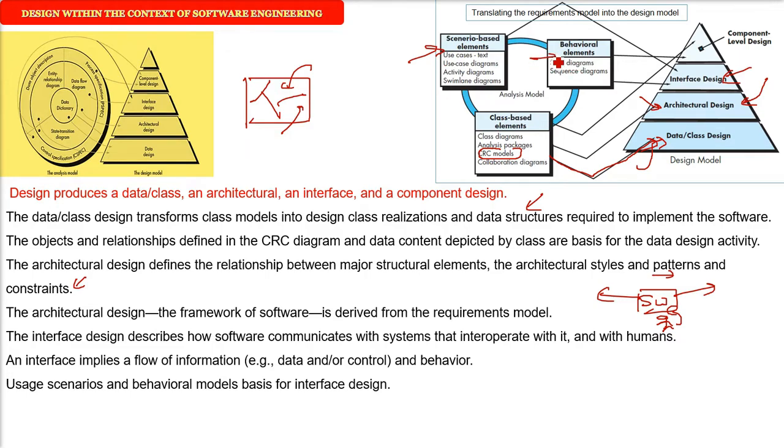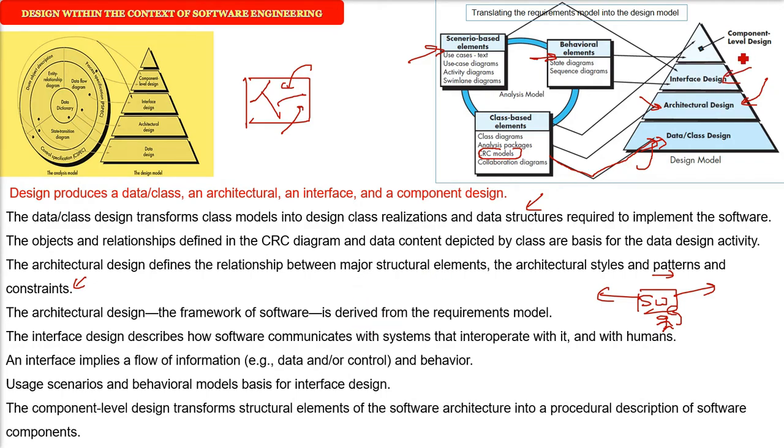Okay, so all these scenario, behavioral, class based models are giving the component level design, the topmost part of the triangle. This design transforms the structural elements of the software architecture into the procedural description of software components. Now, previously you have defined, but now you have to give the procedural description. What are the procedures, what are going to be implemented, because the next part is directly coding. So you have to prepare these things for the coding.